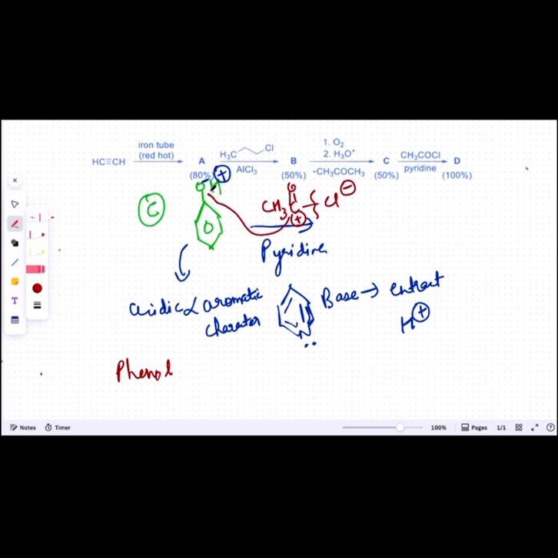Now, due to opposite polarity of the O minus and the CH3CO, this C of the carbonyl, which has positive charge, attacks the O minus, which is negative in polarity. So it gets attached to that. Now it forms an aromatic ester. So the D product is 100% an aromatic ester as shown.